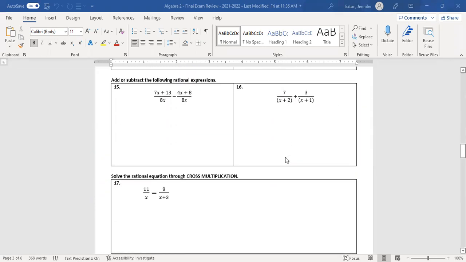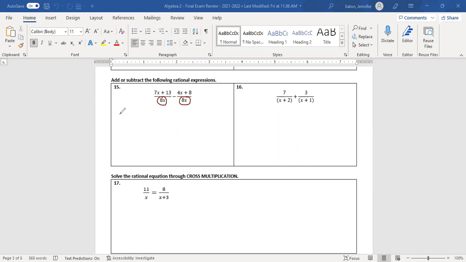All right, so for number 15 and 16, we're adding and subtracting. Now remember, when you add and subtract fractions, you need to have a common denominator, meaning the bottom of this fraction needs to be the same. So these are the same. We have an 8x on the bottom of the left. We have an 8x on the bottom of the right. We don't need to do anything to make them be the same.